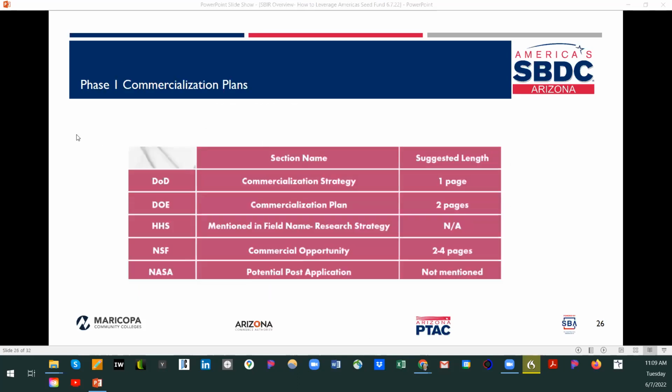Phase 1 commercialization plans. Okay, so here are some of the lengths for Phase 1s. DoD, commercialization strategy, 1 page. DOE has one for 2 pages. NSF, it's 2 to 4 pages. NASA, the length isn't necessarily mentioned, but here are the different names for the Phase 1 commercialization sections in the SBIR. So they're a little bit different. I think I alluded to that in one of the initial slides.